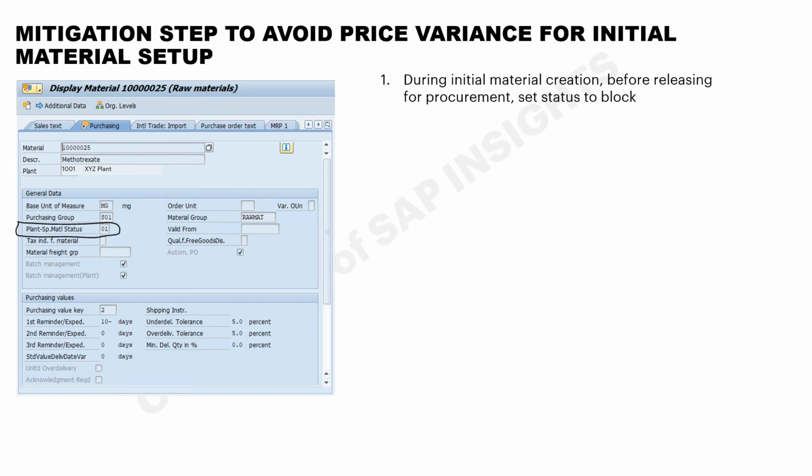Once you have created it and blocked it, you can inform the finance team to perform the price validation. They can do that through the CK11N run, to check the price proposed or calculated from the CK11N run against the standard price of the material master setup.